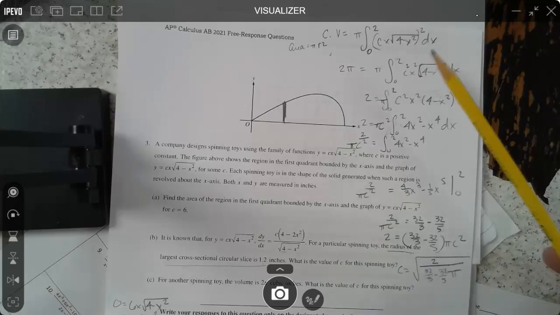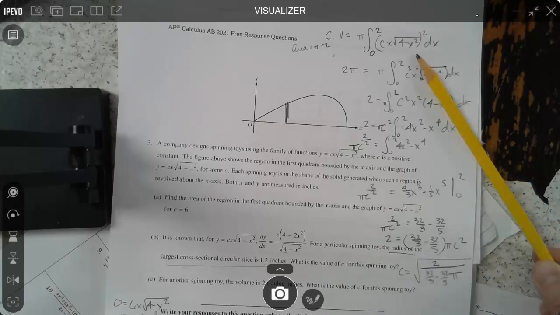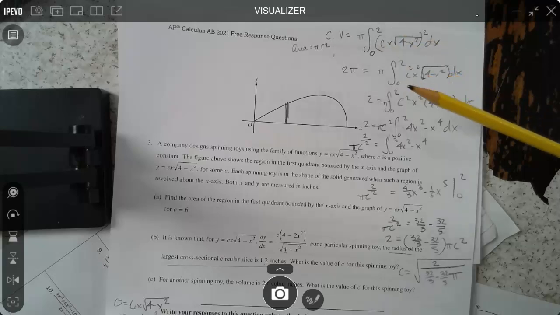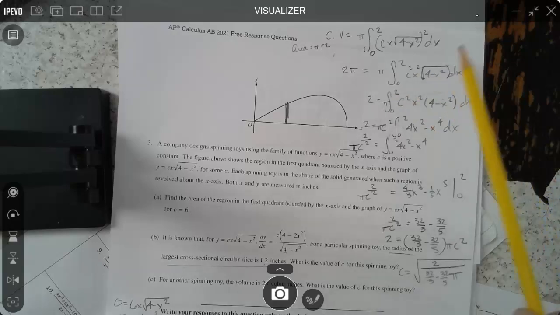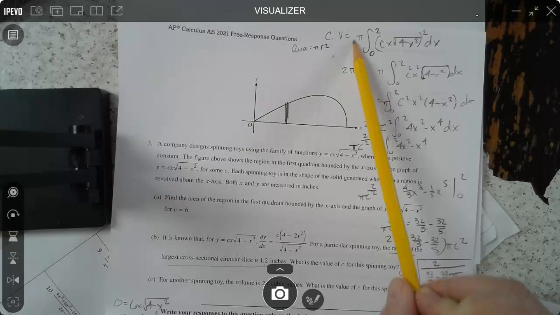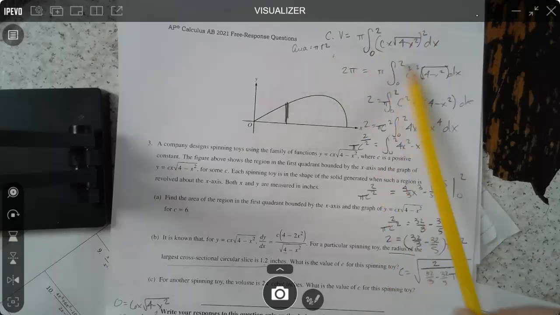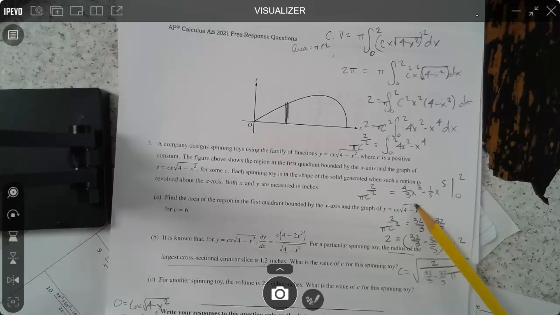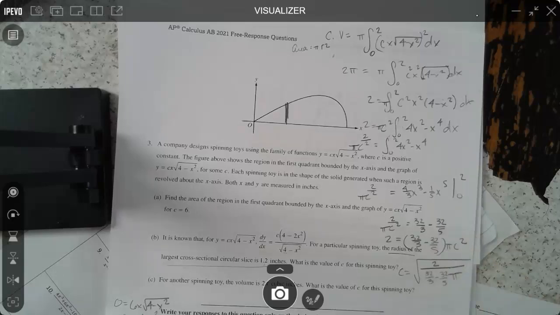The integrand gives you a point. The limits and the constant give you a point. So I would say all of this together gives you 2 points. The antiderivative, which after you go through and solve all this, you have to find the antiderivative of that integral. That gives you a point, and then the answer is a point. So that one was 4.